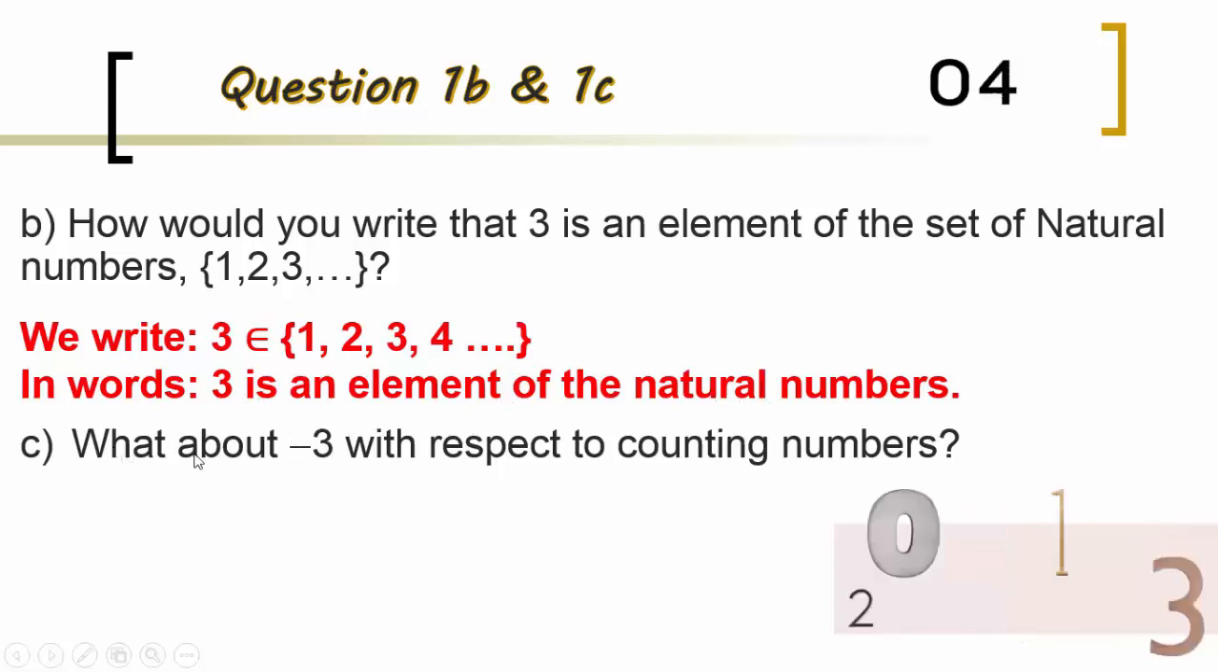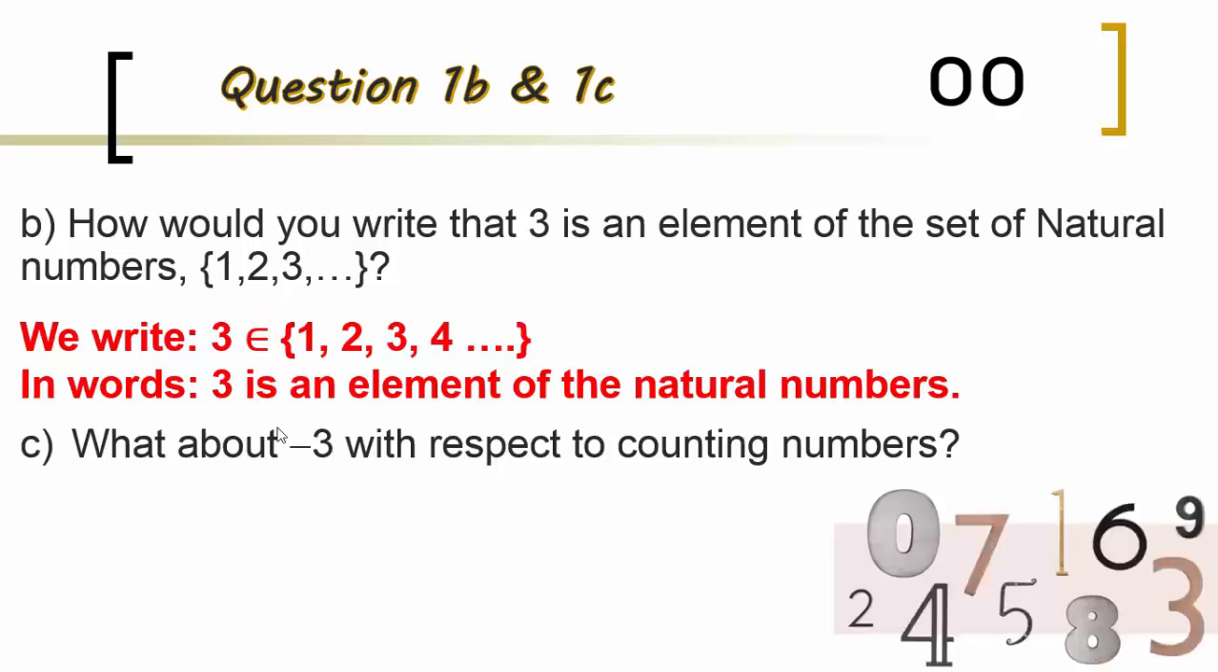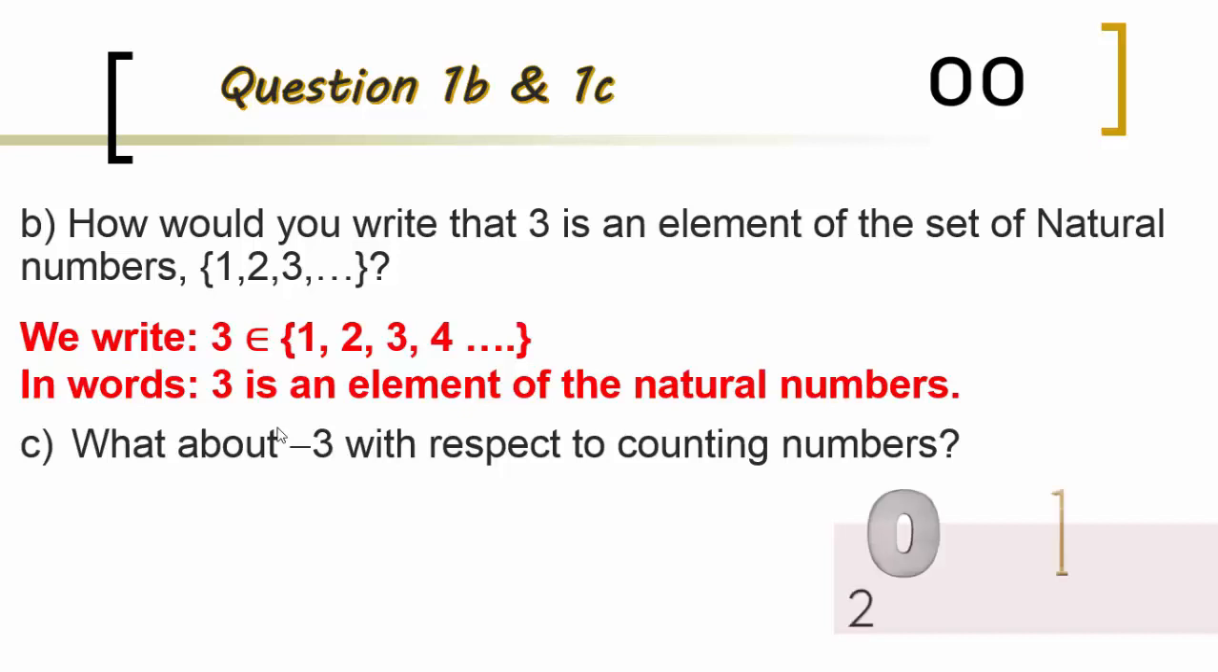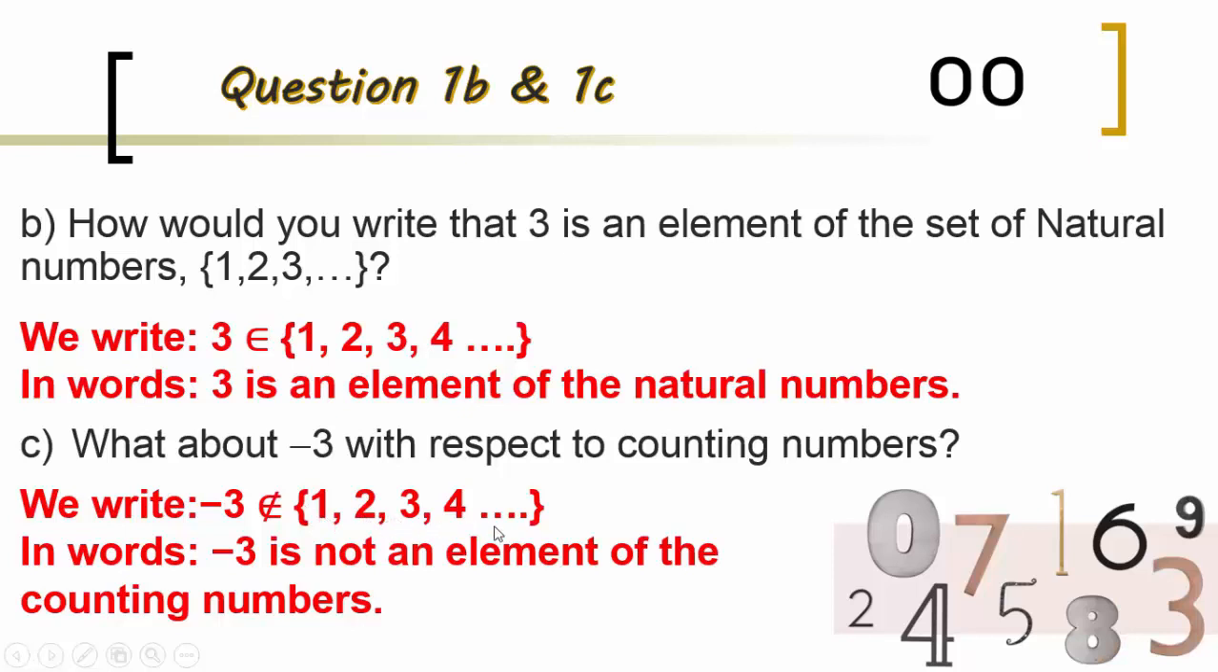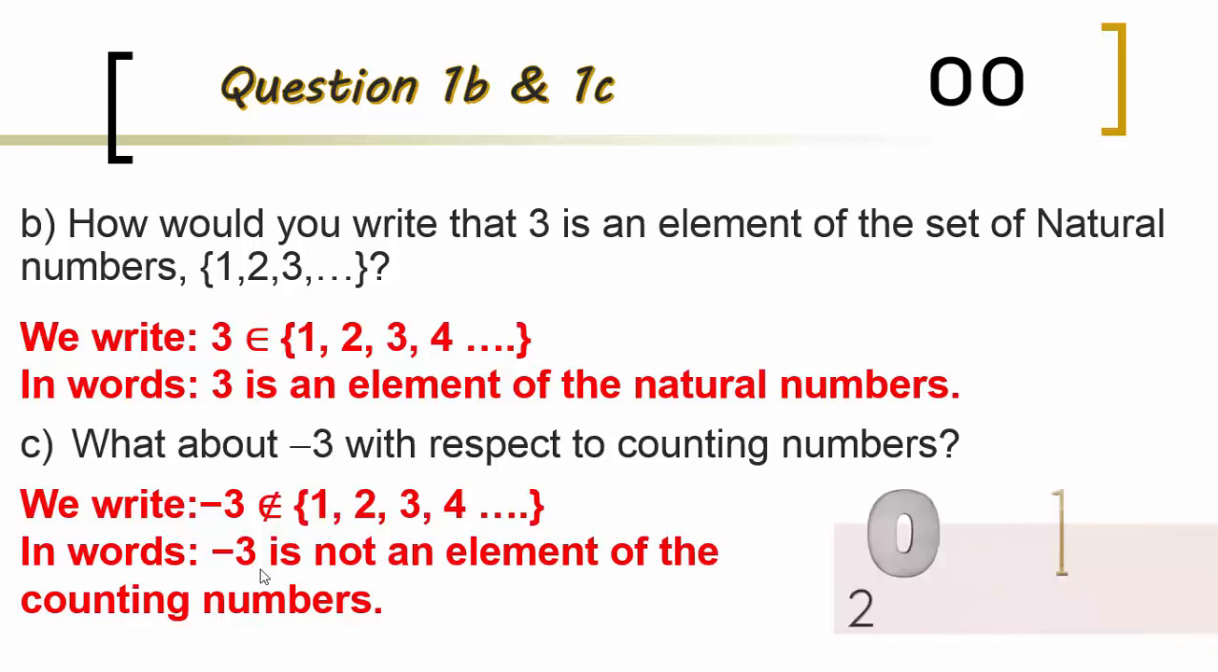But what about -3 with respect to the counting numbers or the natural numbers? Well, we know from our earlier chapter that -3 is an integer. It is not a natural number. So we have to use that other symbol that we had, and we write -3 is not an element of {1, 2, 3, 4, ...}. And in words, -3 is not an element of the counting numbers or natural numbers.